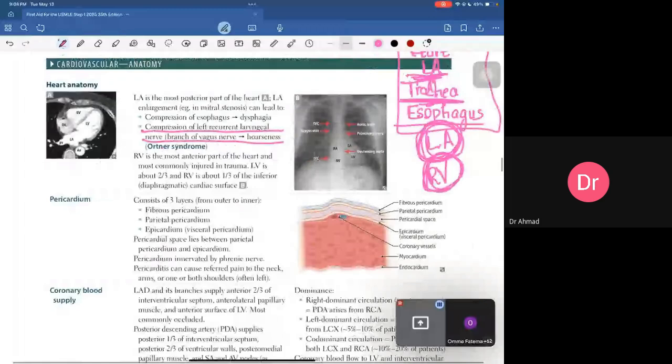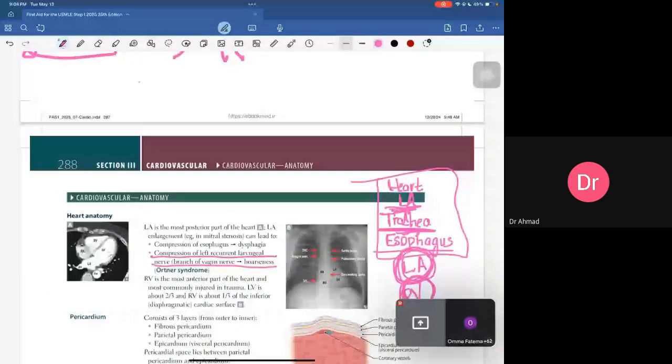Where does the left atrium become enlarged? The most common cause of the left atrium becoming enlarged is a condition known as mitral stenosis. Now, how does this mitral stenosis come into play?